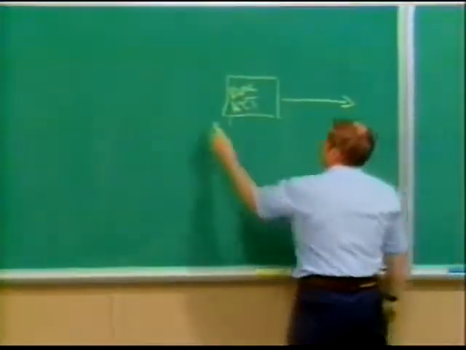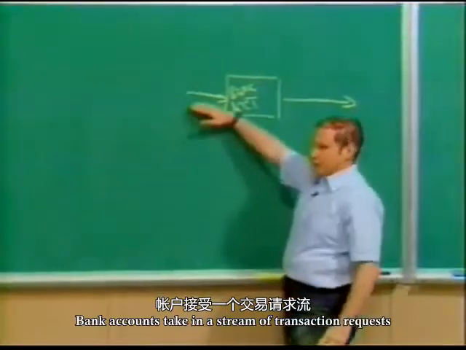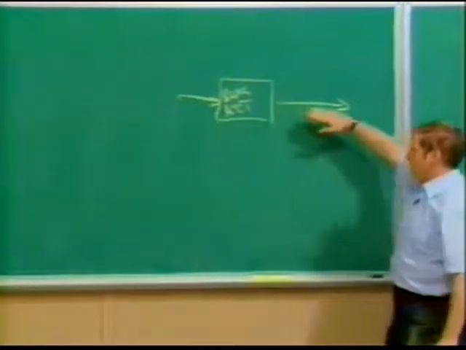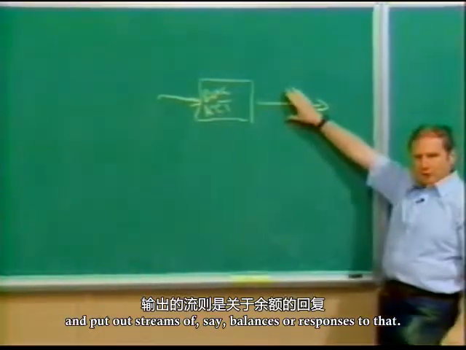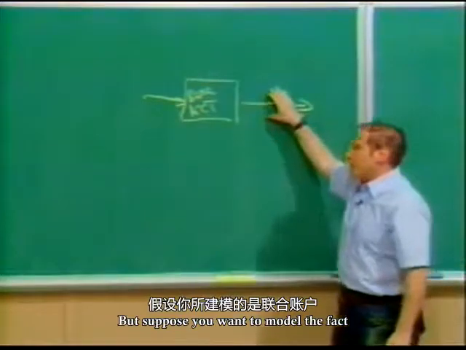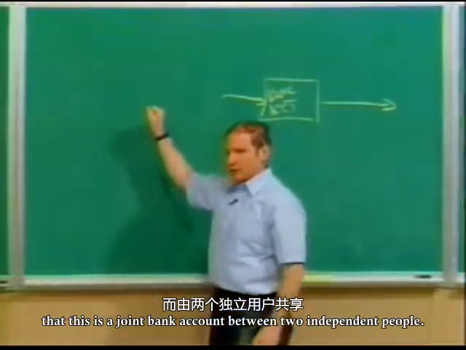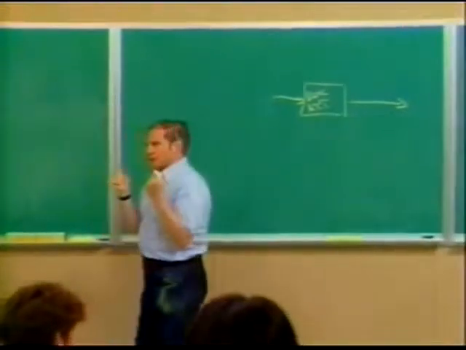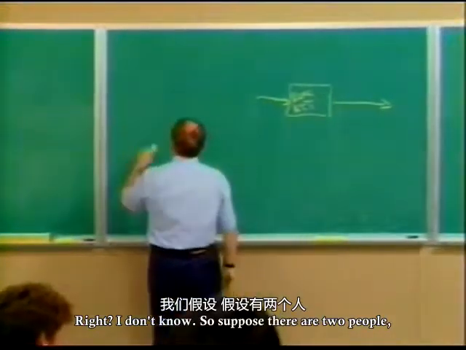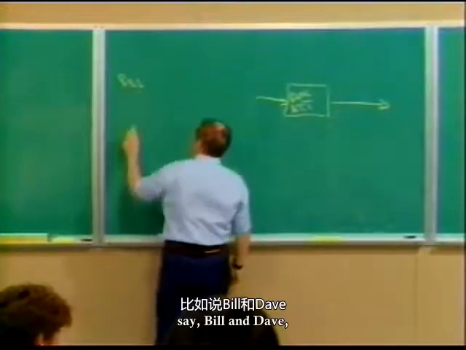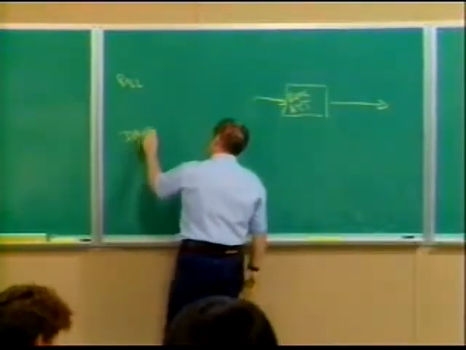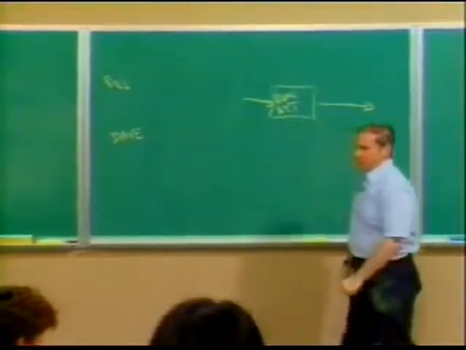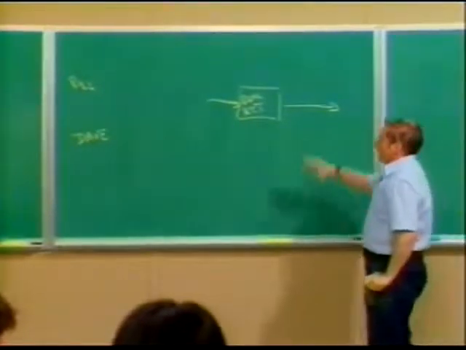It's going to take in bank accounts, take in a stream of transaction requests, and put out streams of, say, balances or responses to that. But suppose you want to model the fact that this is a joint bank account between two independent people. Suppose there are two people, say Bill and Dave, who have a joint bank account. How would you model this?